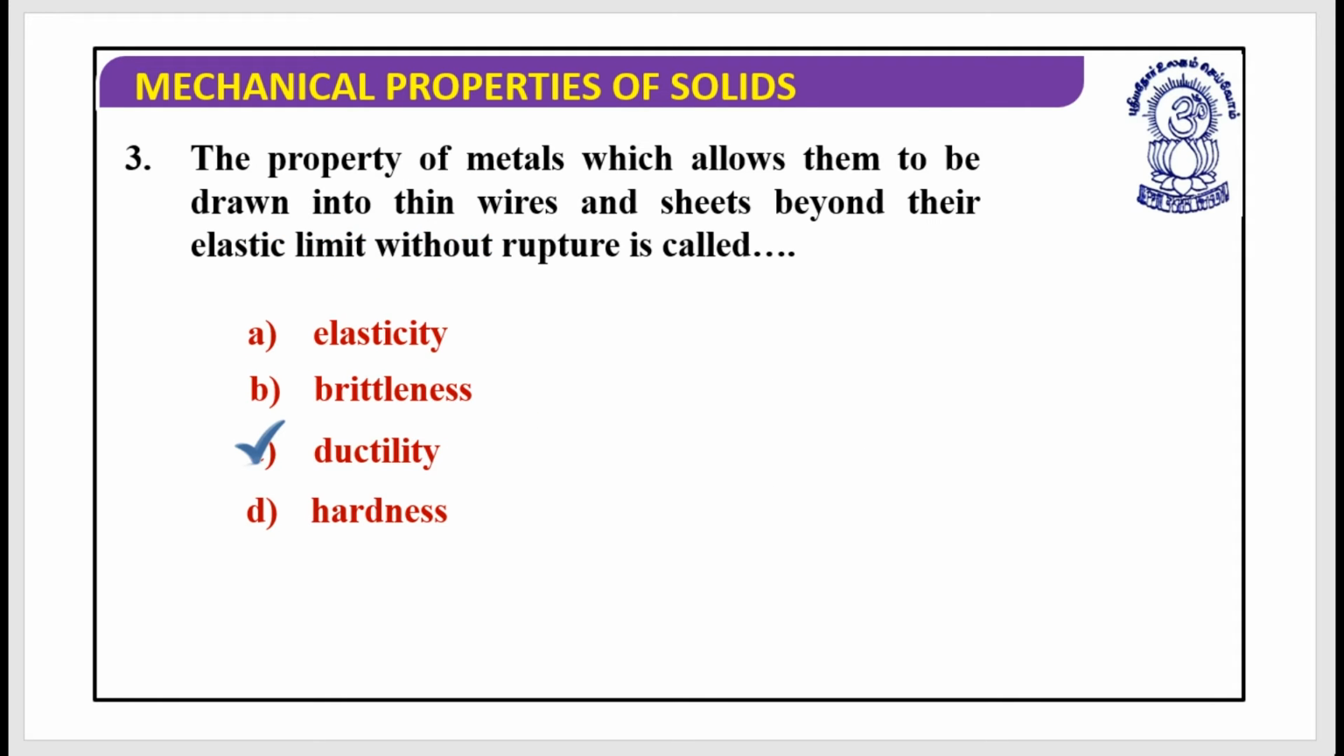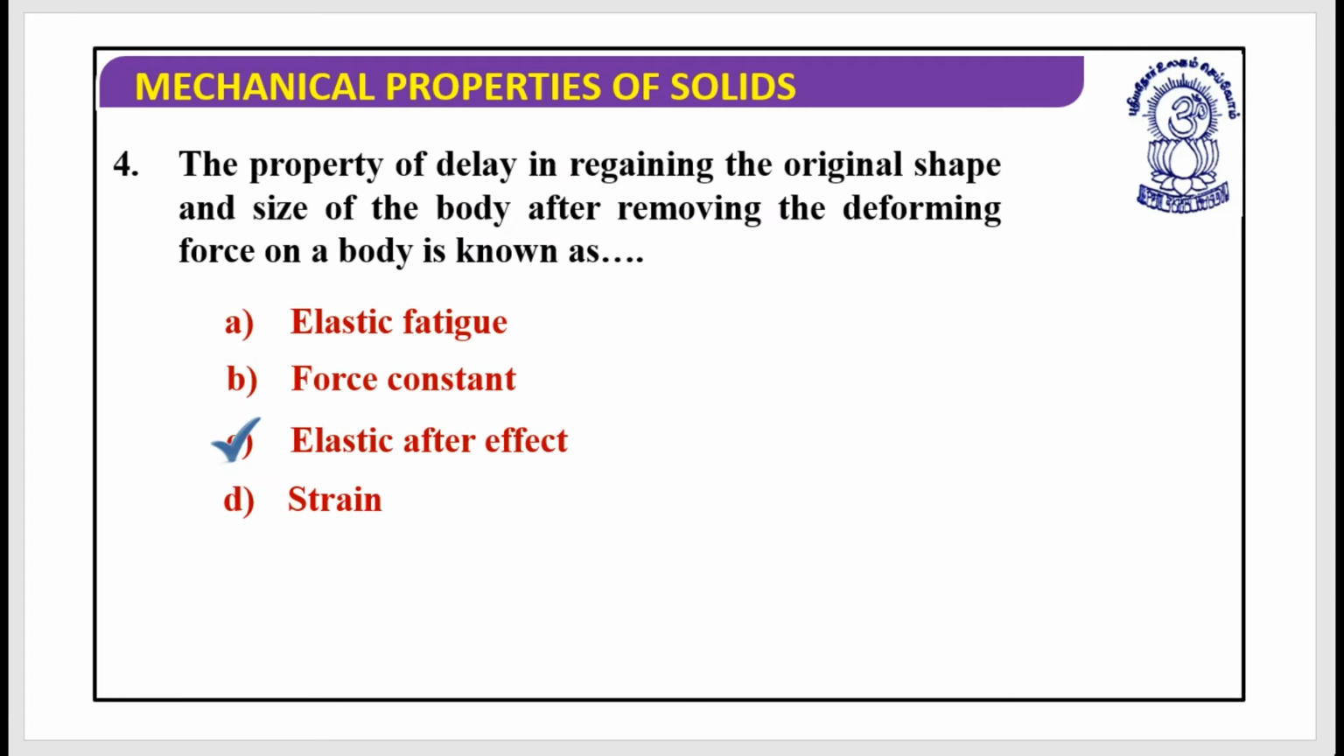Next, the property of metals which allows them to be drawn into thin wires and sheets beyond their elastic limit without rupturing is called ductility. The higher the ductility of an object, the higher would be its capability to convert itself into thin wires and sheets. And one more thing, the property of delay in regaining the original shape and size of a body even after removing the force on the body is known as the elastic after effect.